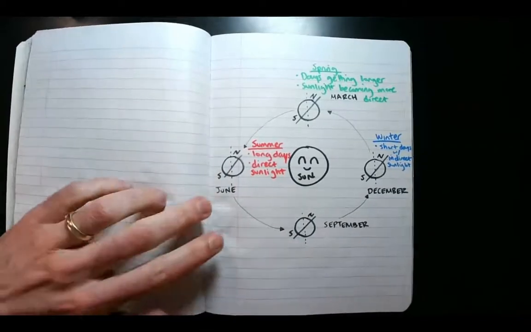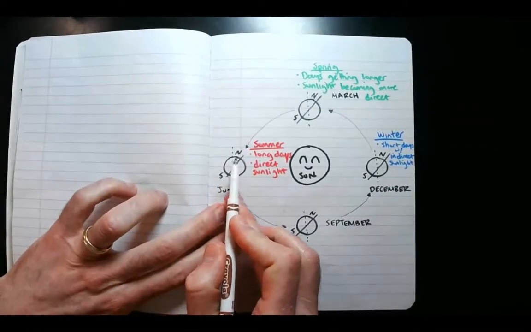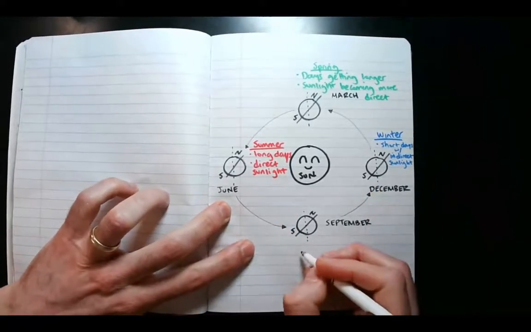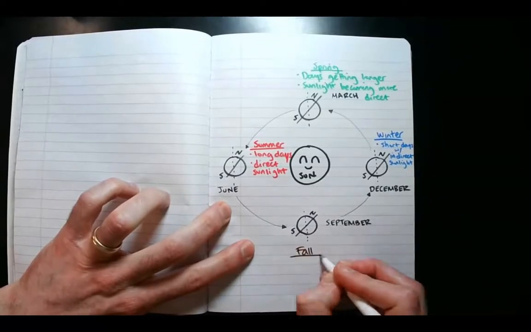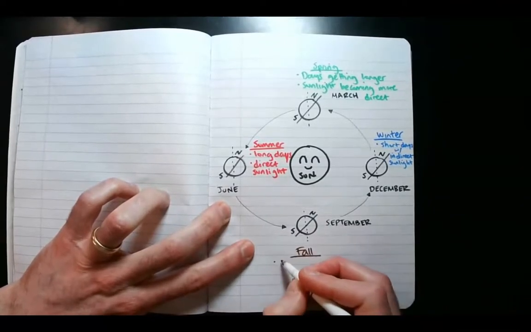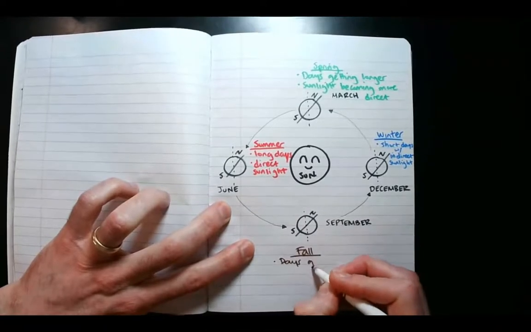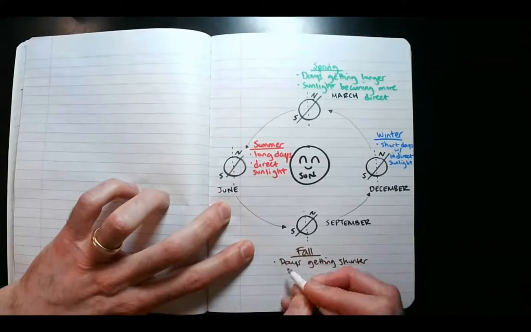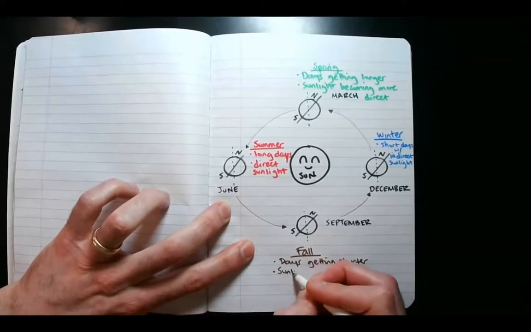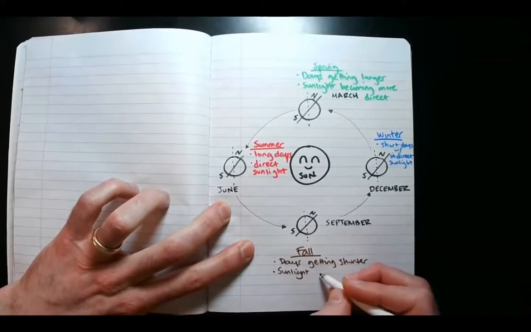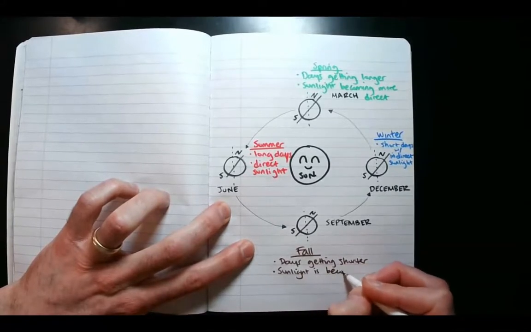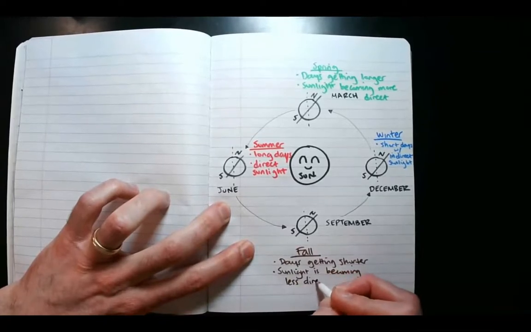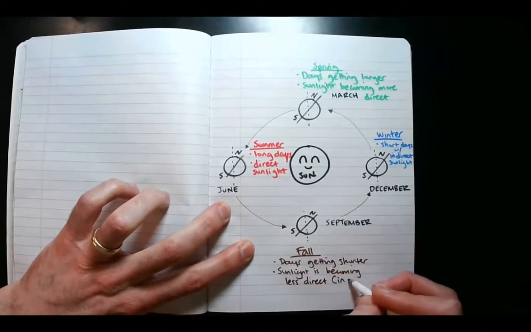Fall just happens as the tilt, instead of being tilted towards the sun, we're moving towards being tilted away from the sun. So the season of fall is really just because days are getting shorter and the sunlight is becoming less direct. Or you could say it's becoming indirect.